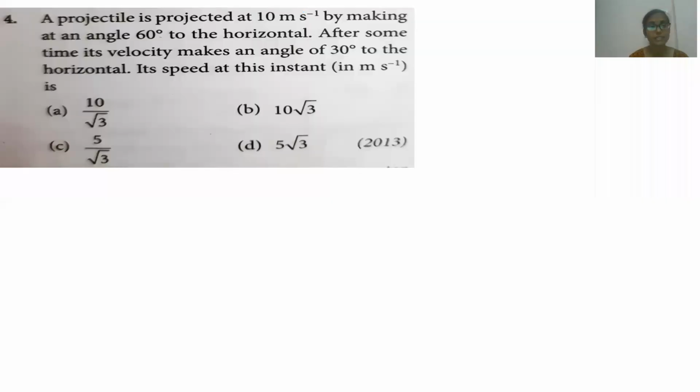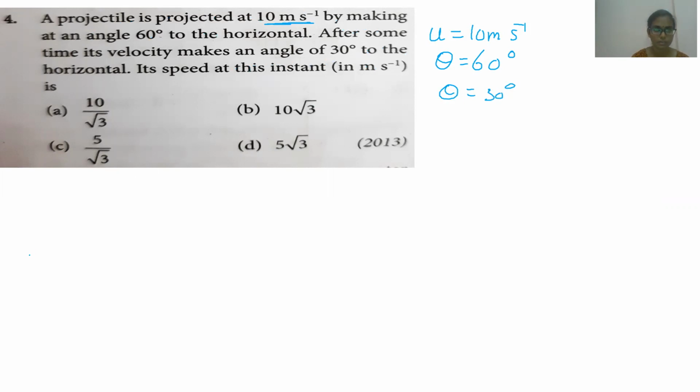Let us see the fourth problem, children. What is the given data here? A projectile is projected with a speed, that means the initial velocity of the projectile is 10 meters per second. It makes an angle theta of 60 degrees with the horizontal. After some time, its velocity makes an angle of 30 degrees with the horizontal.